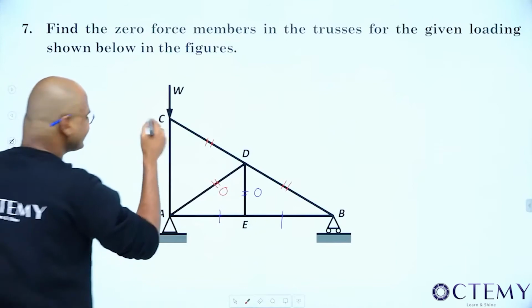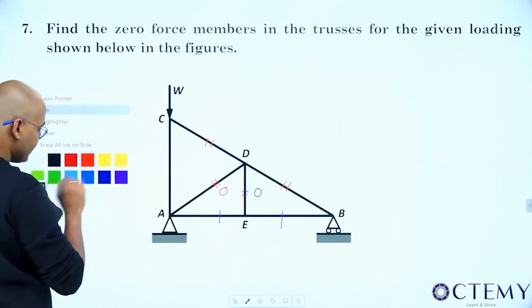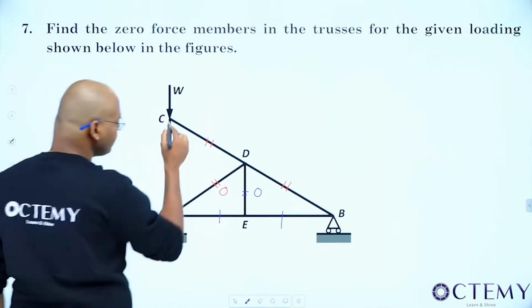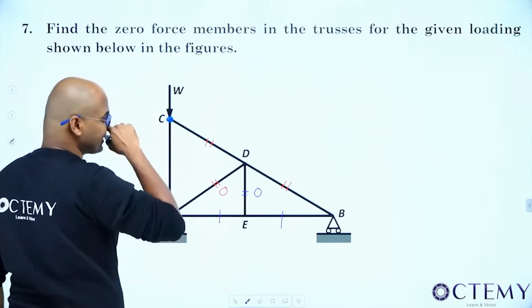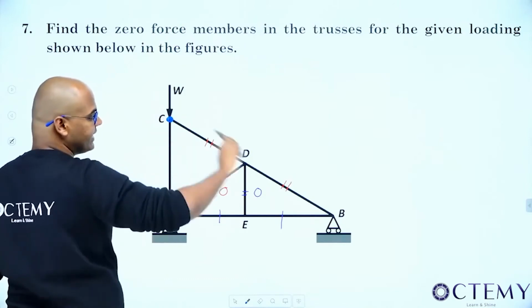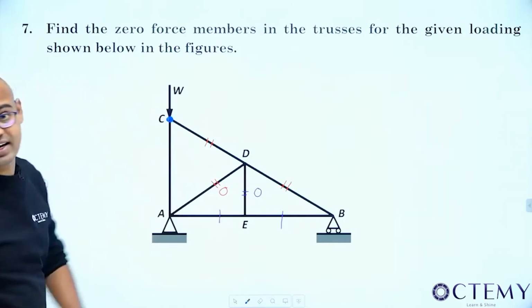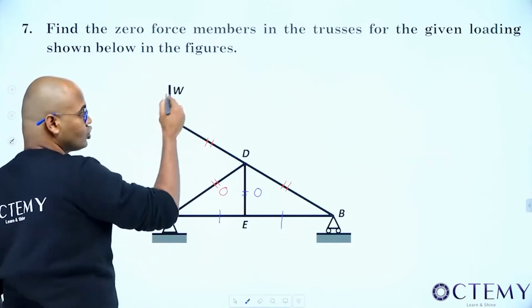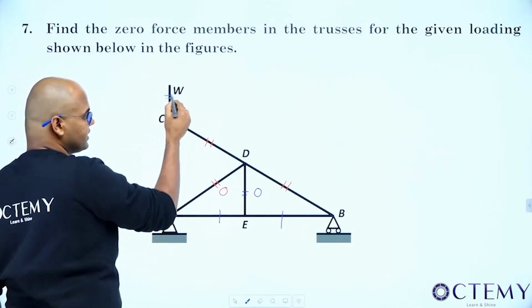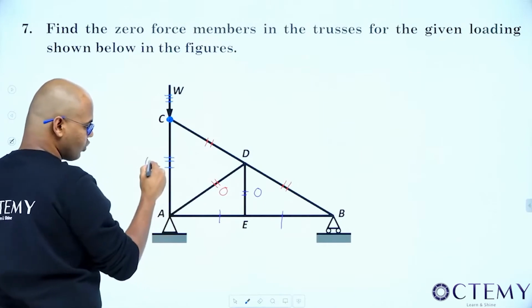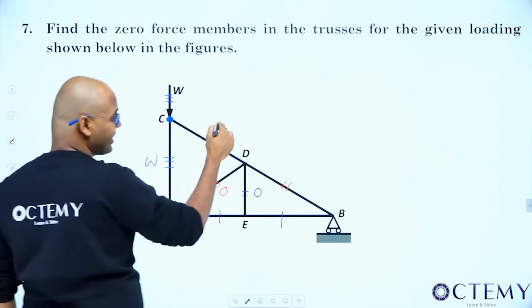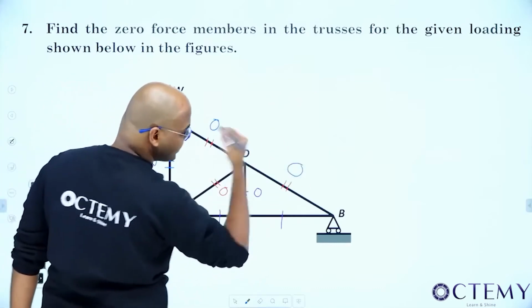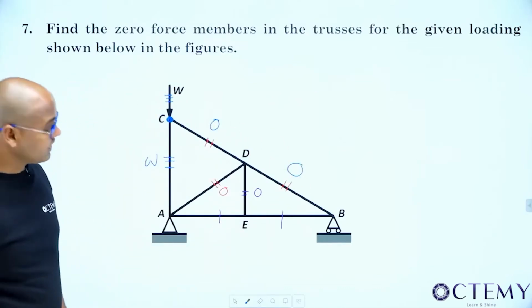Listen. At C, what's happening at C? How many forces are there? Load W, member AC and member BC. How many are there? Three forces. Two are in line. See, this should be equal to this. That means the load in this member is W, and this will become 0. Already we know CD and DB are in line. These two should be equal force. So that is also 0.